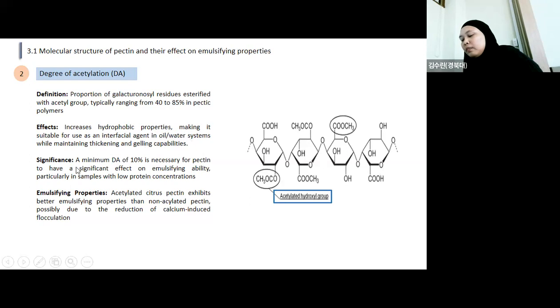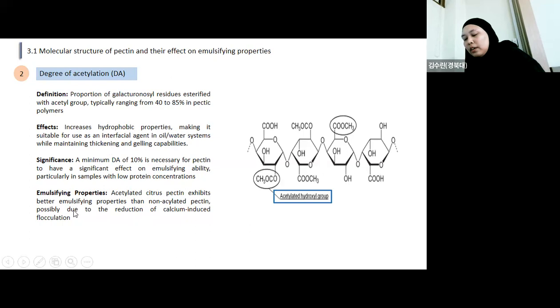But from the studies that I compiled, it has been observed that only pectin that has DA more than 10% has a significant effect on emulsifying ability. There are a few studies that observed pectin with DA less than 5%, and actually they don't give any significant effect. So from my compilation of studies, I think DA does not give that much influence on pectin emulsifying properties compared to degree of esterification.